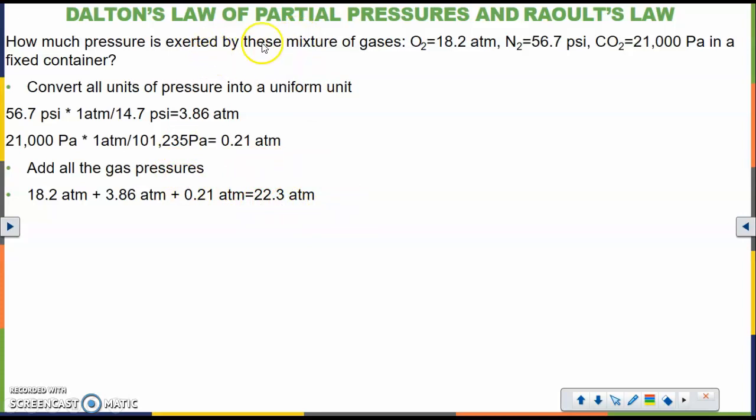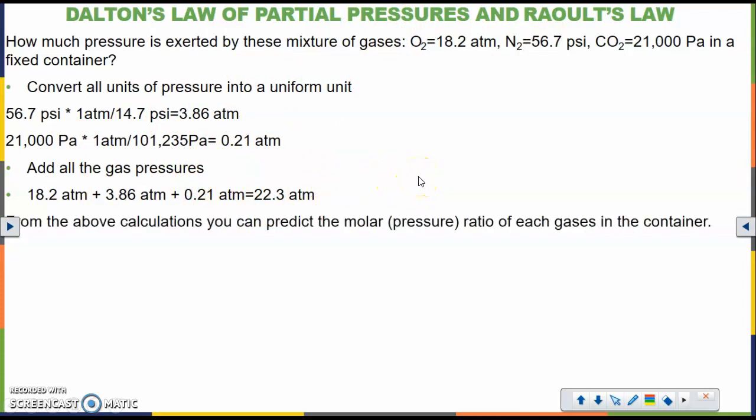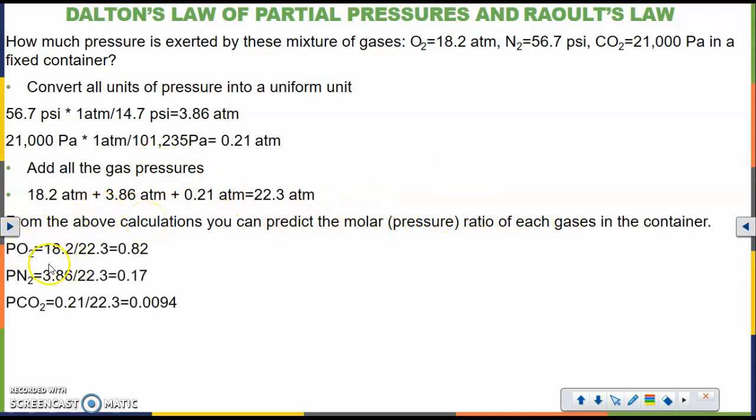An offshoot of Dalton's law of partial pressure is Raoult's law. Raoult's law says that if you add all of their proportions based on their pressure, it should equal 1 or 100%. You can predict the molar ratio of each gas in the container. The way you do this is you take each individual gas and divide it by the total pressure. So for O2, it'll be 18.2 divided by the total pressure, 22.3.